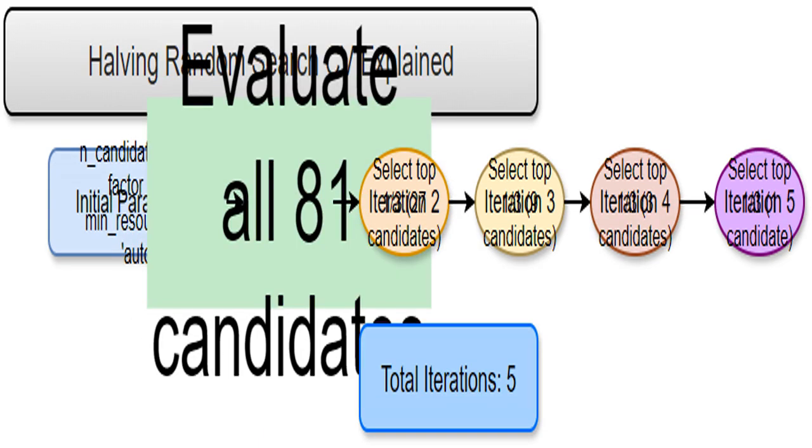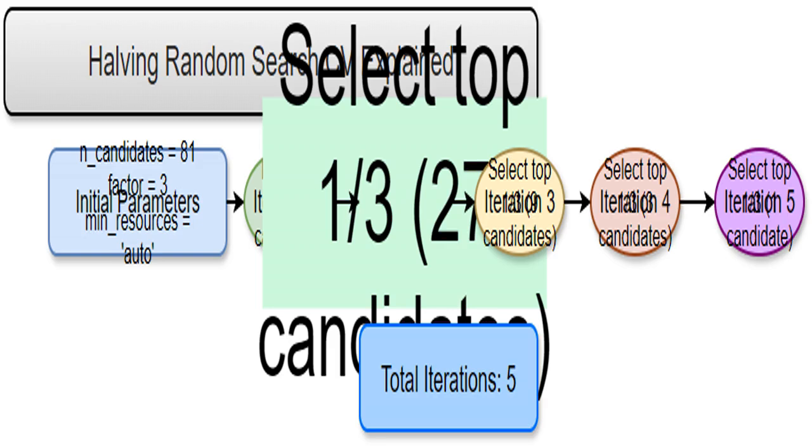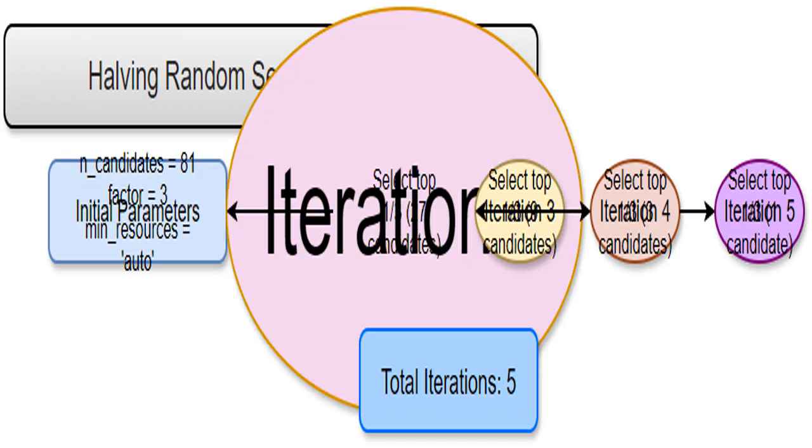This is the first round of testing. I'll evaluate each of the 81 initial options. After the first iteration, I'll choose the top 1/3, which is 81 divided by 3 equals 27. I keep only the top 27 best performing options from the previous round.